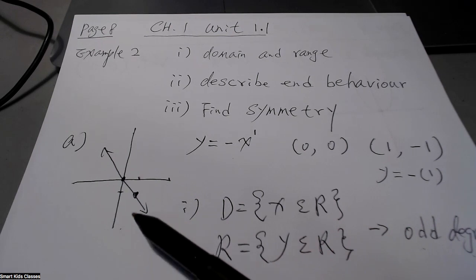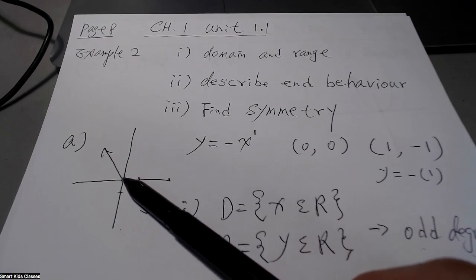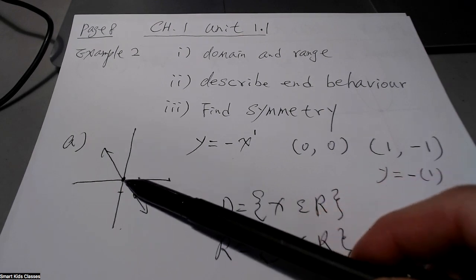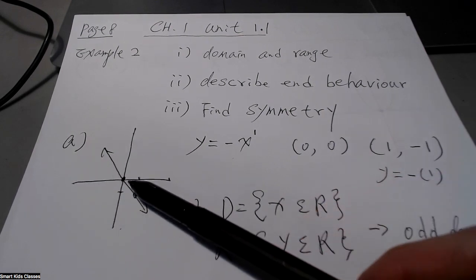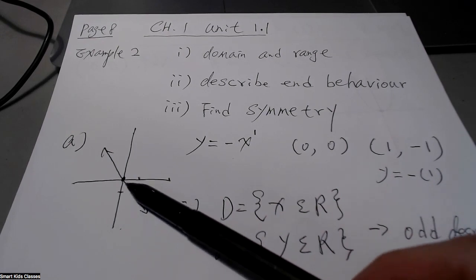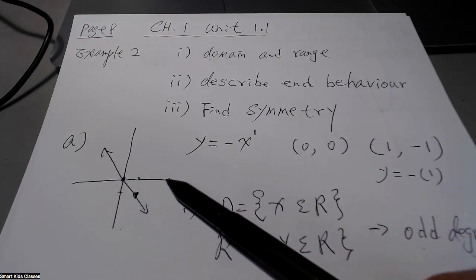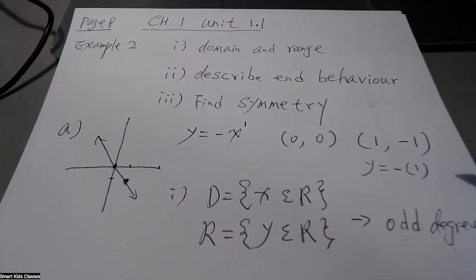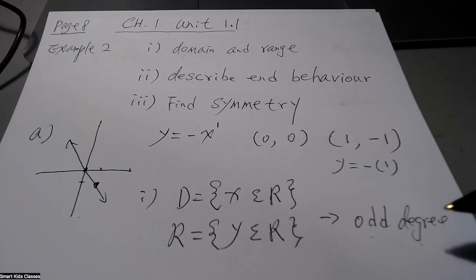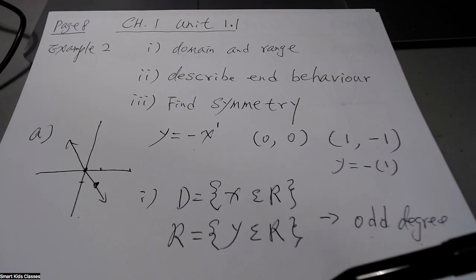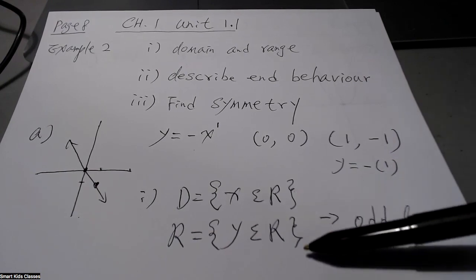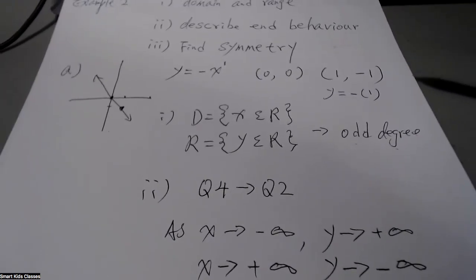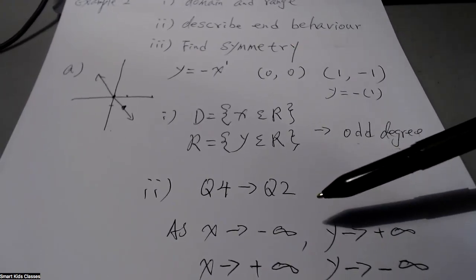From the graph, you can see the positive y goes to negative infinity in x. The negative y goes to positive x infinity. So therefore, there's no restriction for a linear function, or furthermore, for any odd degree polynomial function. So there's no restriction for both domain and range. We only need to state they are elements of the real numbers. Now we're going to define the end behavior.